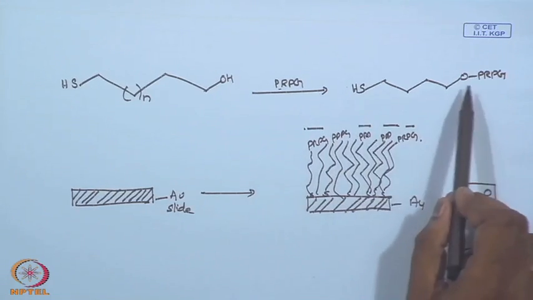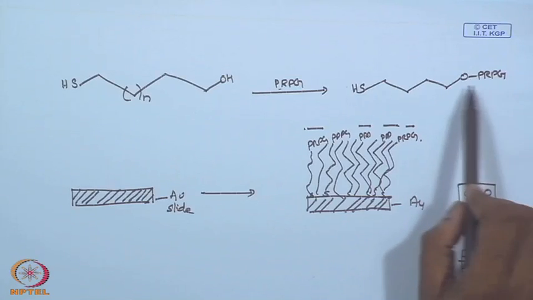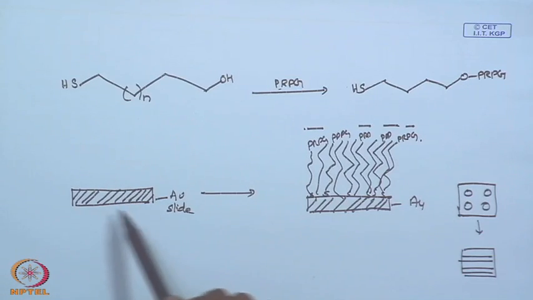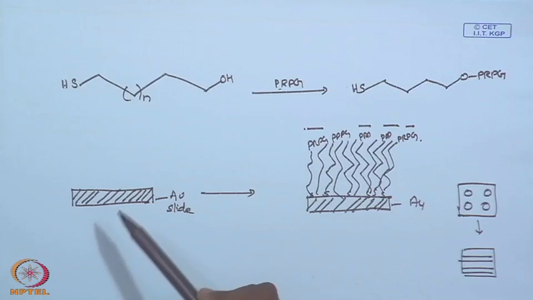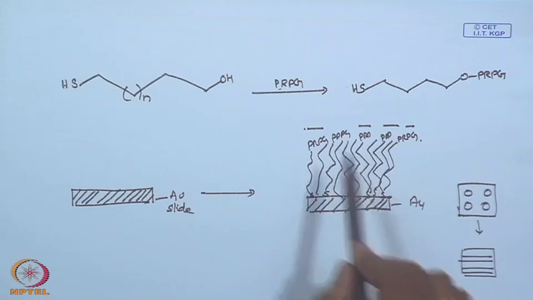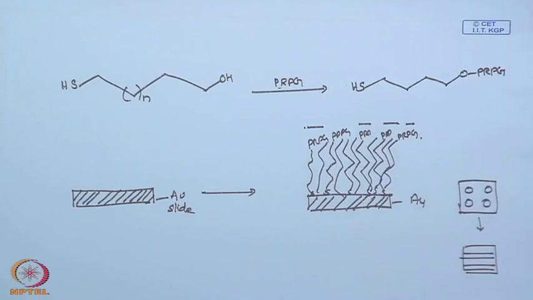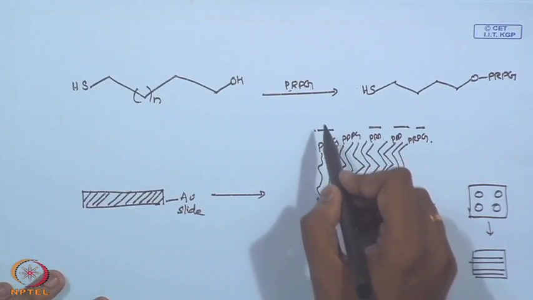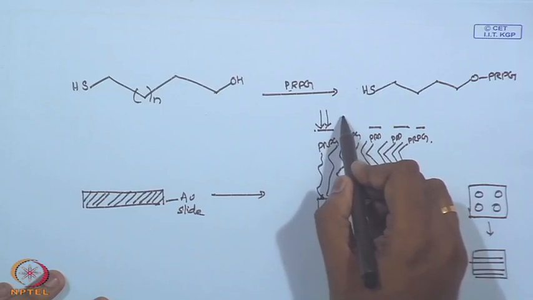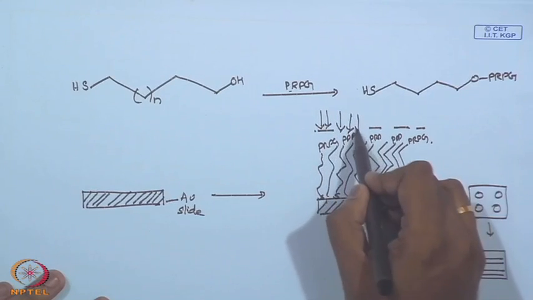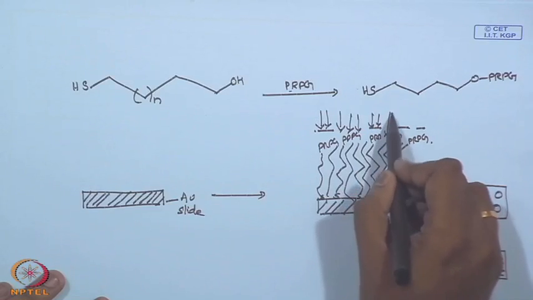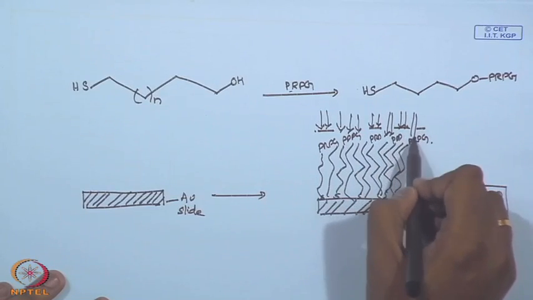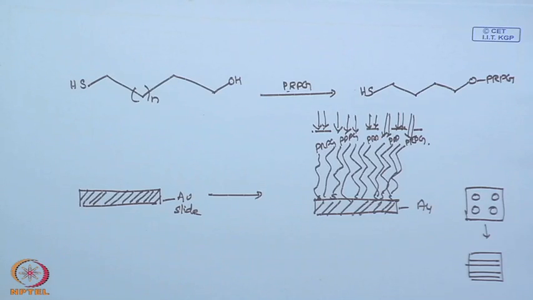Basically you have taken a thiol, you protected the thiol, then you made a SAM on a gold slide, right? Once you made the SAM on the gold slide, you kept a mask. Once you kept the mask, you just shine light, just like your lithography. The area where there is a hole, pinholes, the light gets into that area. Other areas are completely masked.